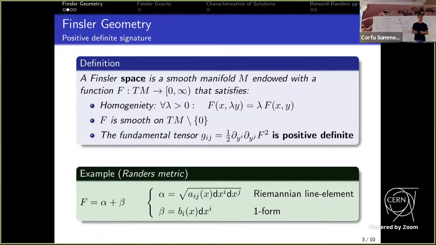Now, of course, we want to describe spacetime, and so we want to change one thing, which is the signature. Here there are some technical details which I'll skip over. For our purposes, we'll just say that a Finsler spacetime is defined by this definition, but with Lorentzian signature instead of positive definite signature. And then for the Randers metric, we would usually start from a Lorentzian part and add a linear deviation to that.